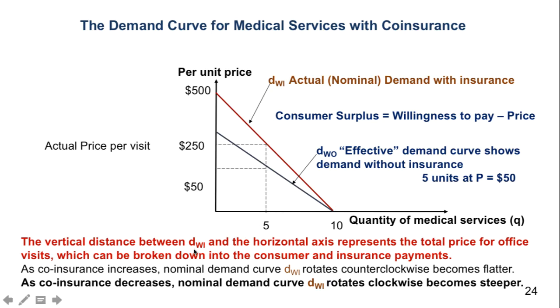The vertical distance between the demand with insurance and without insurance basically determines the amount the insurance company has to pay. So the vertical distance between the demand with insurance and the horizontal axis represents the full price for the office visit, which can be broken down into the consumer's and insurance payment. Here, $50 is the consumer's and $200 is the insurance payment. Now, suppose that the co-insurance increases.